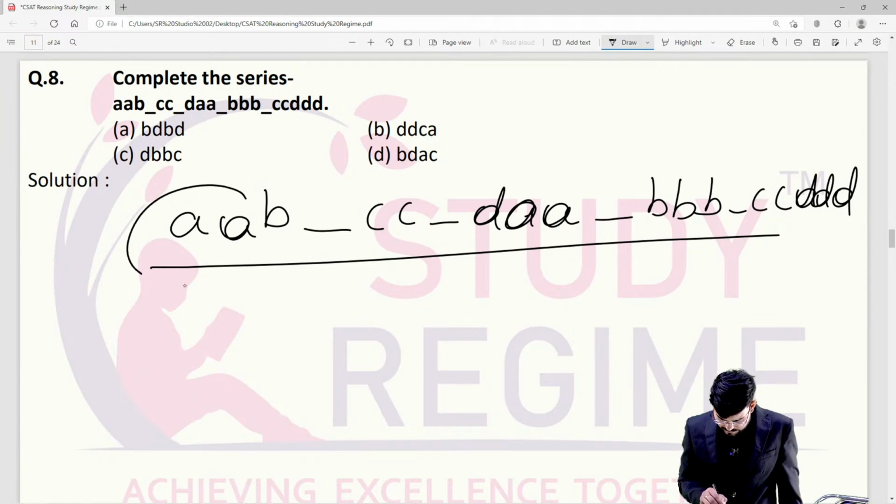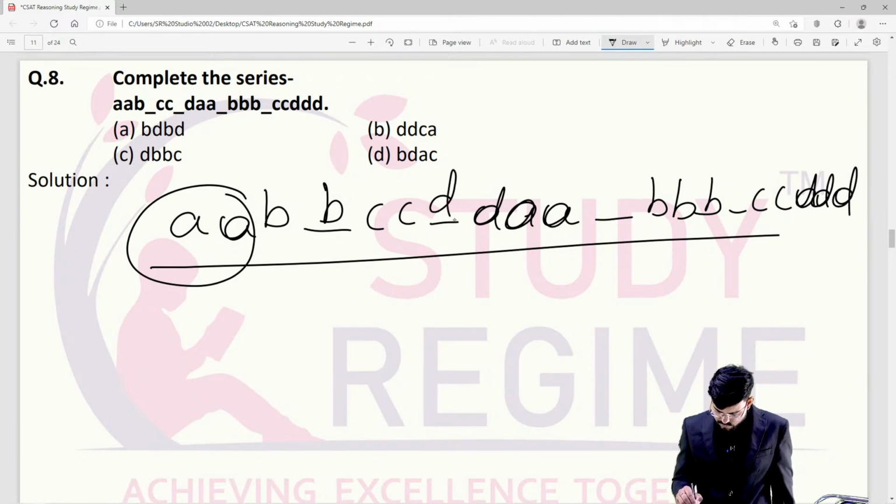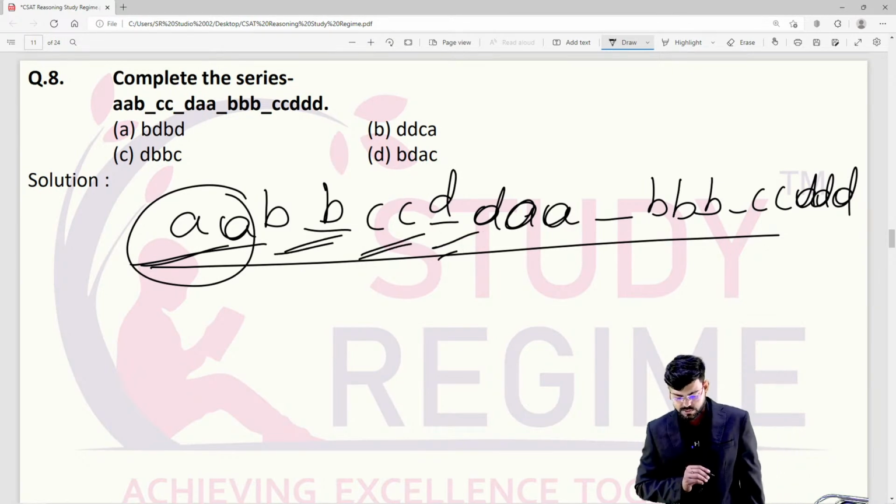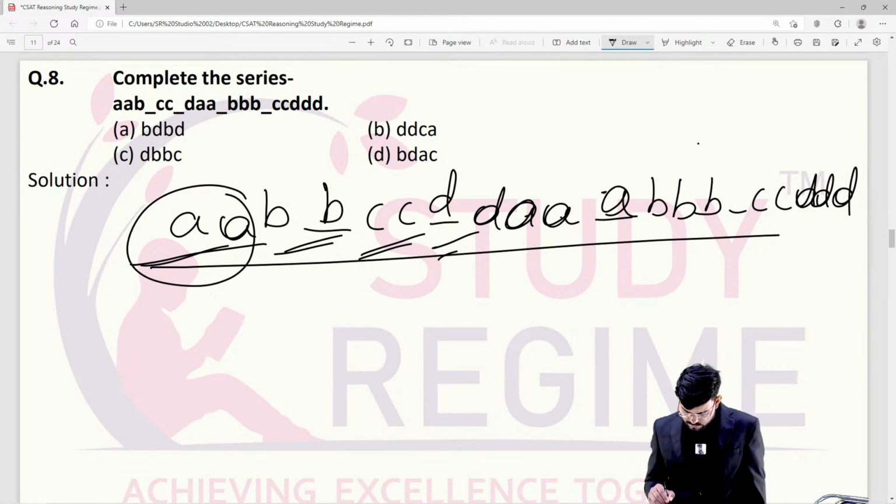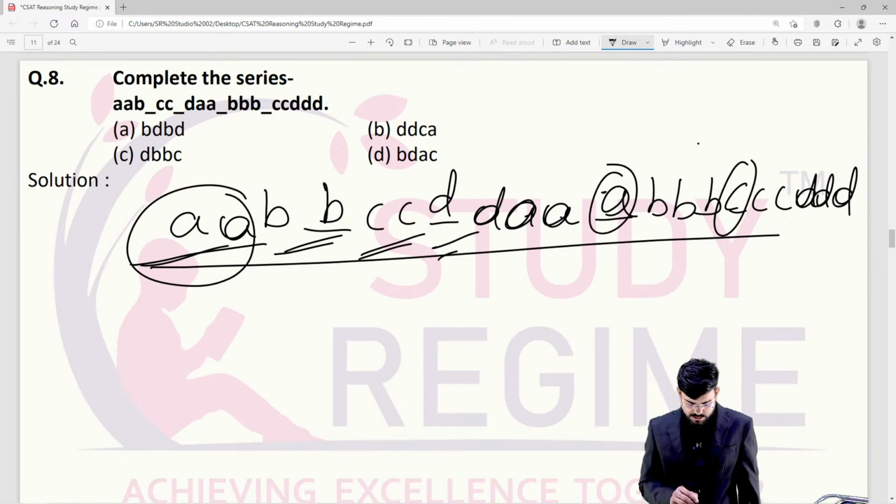See, there are 2 A's. So there have to be 2 B's. 2 C is already there. So D also has to be 2. Clear? There are 2 A's. So B has to be in a pair. C also has to be 2, and D also has to be 2. Next, here B is 3, so A has to be 3, B 3, then C has to be 3. What is the answer?